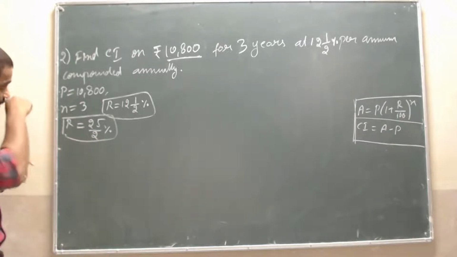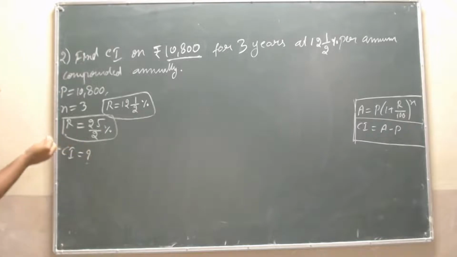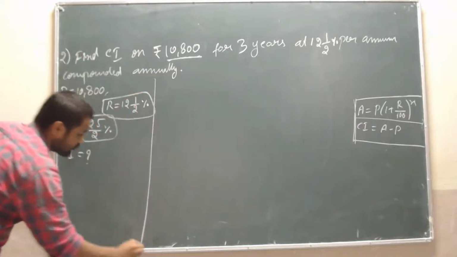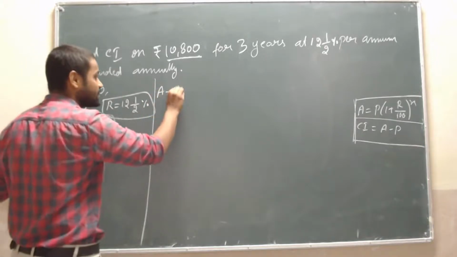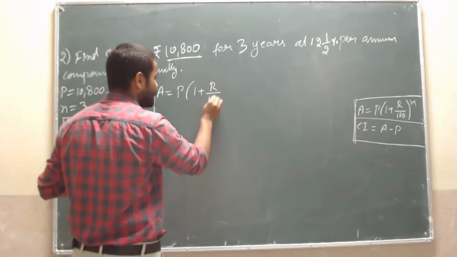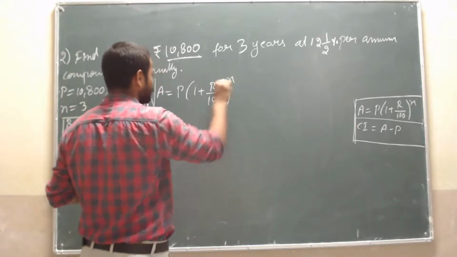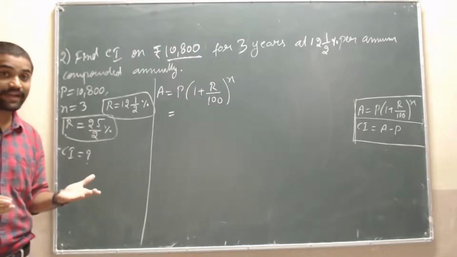Isn't it? Then, sir, here what we have to find out? CI is equal to what? So first, what we have to find out? Sir, amount. Amount formula is P into 1 plus R by 100 whole to the power of n. Is it clear? I will make you do it a little fast, there is no time.